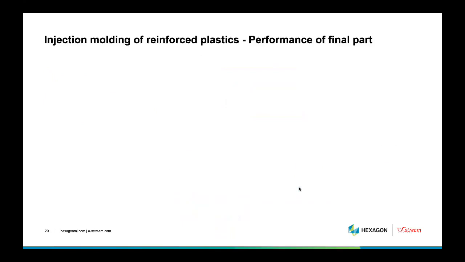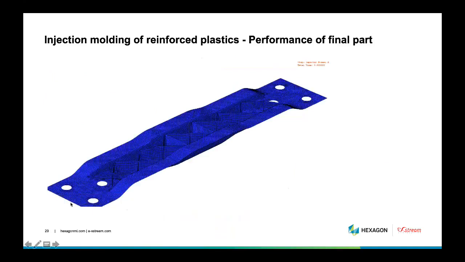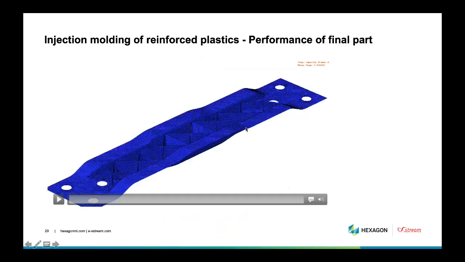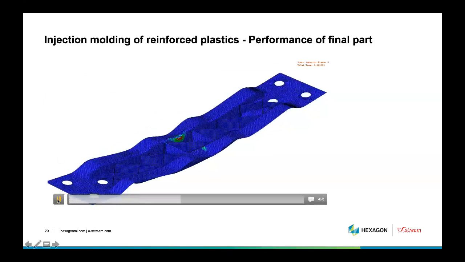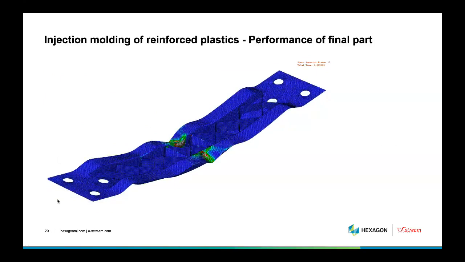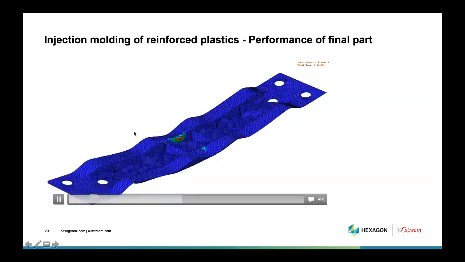Let me show you a few examples here. So this is the part obtained by injection molding. Actually, it's a technical part which goes under the hood of a car. And this is a final crash test on this car and on this part, an SFRC part, short fiber reinforced composite part.